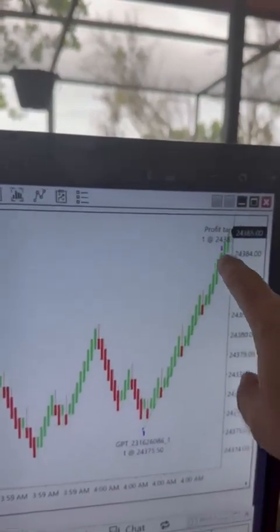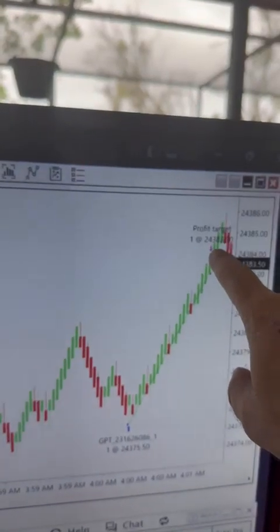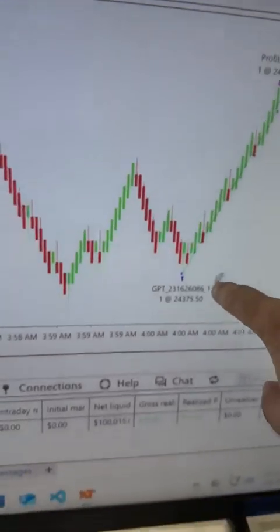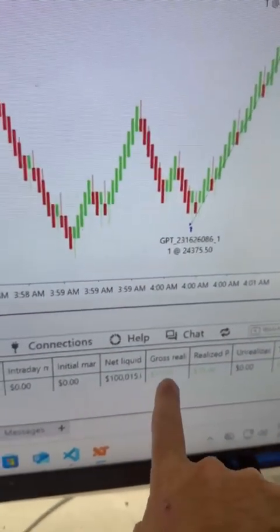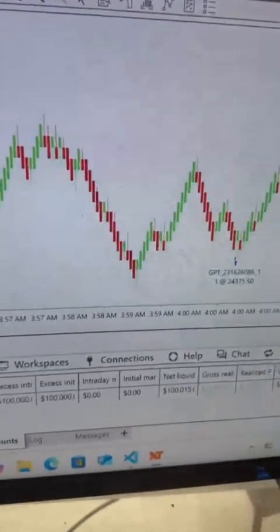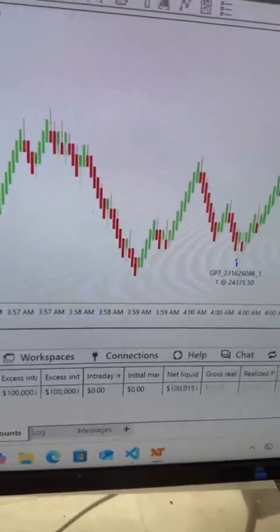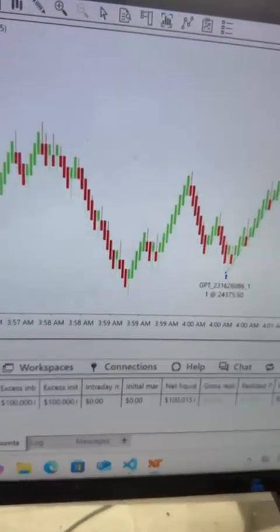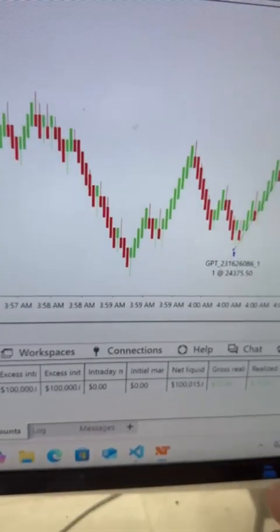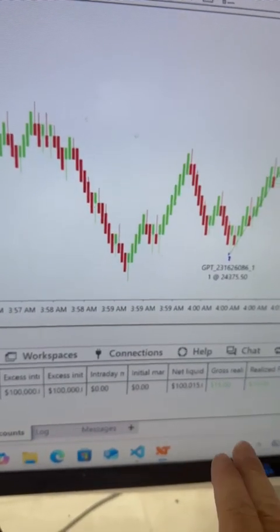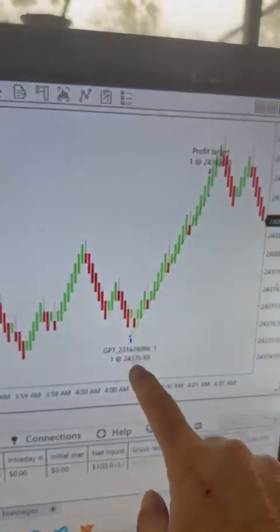Target filled. Okay, as you heard the sound, target filled. So this is a profitable trade. It made $15. You might ask, what is $15? $15 is just MNQ, just one micro contract. A mini contract is $150. With 20 accounts, it just made $3,000, guys. So boom, boom, $3,000.